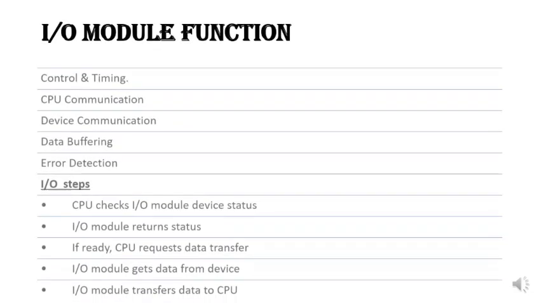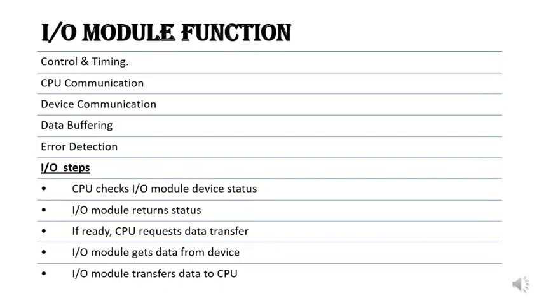So now we're going to look at I/O module function. An I/O module includes control and timing to coordinate the flow of traffic between internal resources and external devices. An I/O module communicates with the processor and the CPU to decode commands, exchange data, and report status. The two others include data buffering and error detection. The steps for input-output are as follows. Firstly, the CPU checks device status and the module returns it. After this, data transfer is done and the module gets data from the device, which it then sends to the CPU.